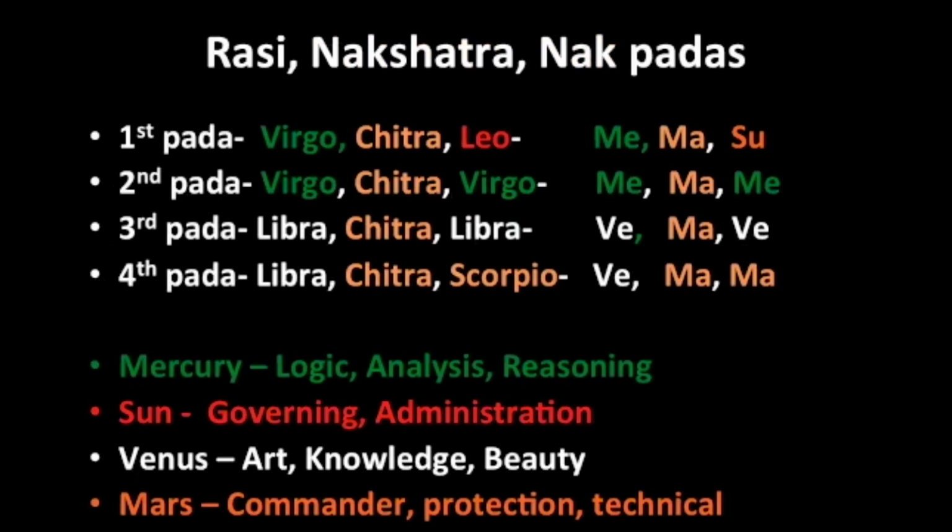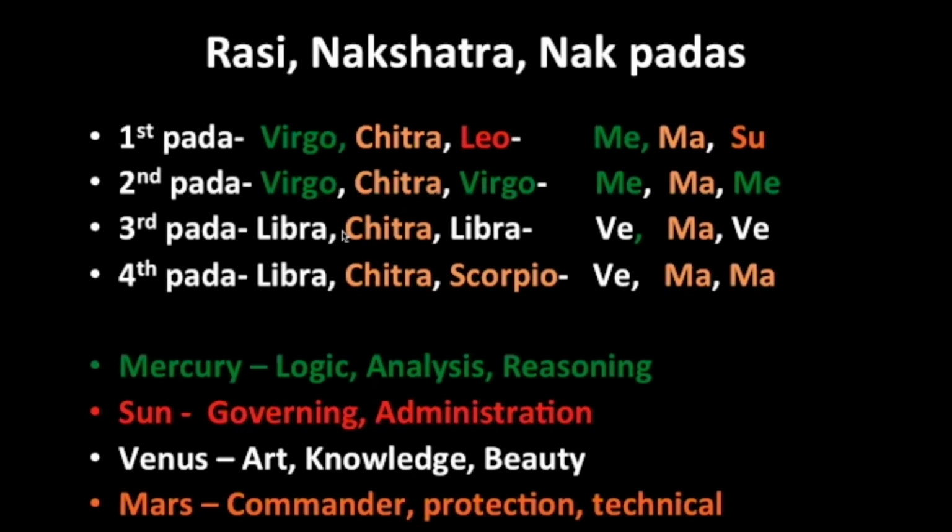As I said, there are four padas in each nakshatra. The first two padas come in Virgo Rashi. The next two padas come in Libra. So I always divide this. The first pada: Rashi is Virgo, Nakshatra is Chitra, and the Navamsha is Leo. The second pada: the Rashi is Virgo, the Nakshatra is Chitra, and again, the Navamsha is Virgo.